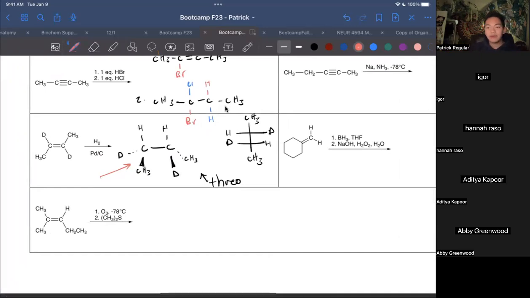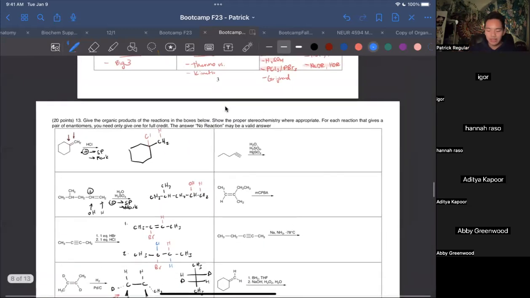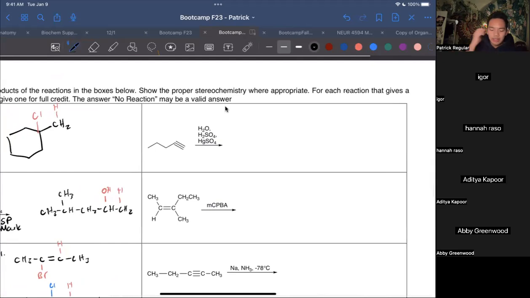O3. Wow. This one's really easy. You take a pair of scissors, you cut down here, and you make aldehydes, or some kind of carbonyl. It's from that left side. There you go. That's it. Take scissors, chop that alkene, put oxygens there. That's all you need.